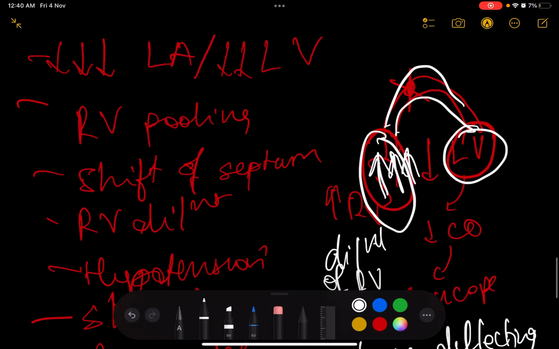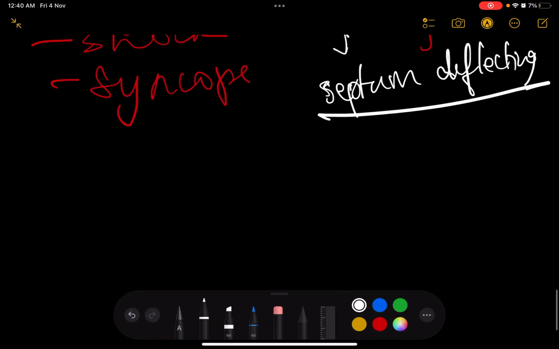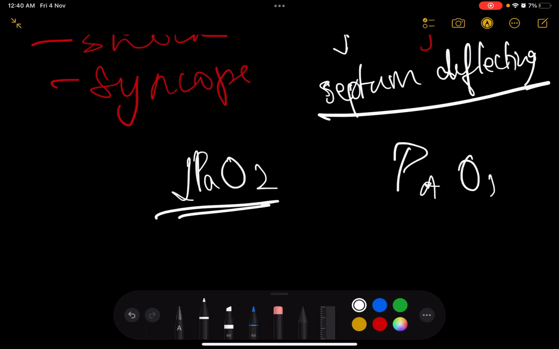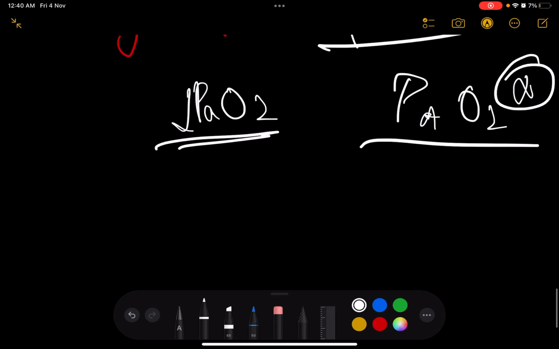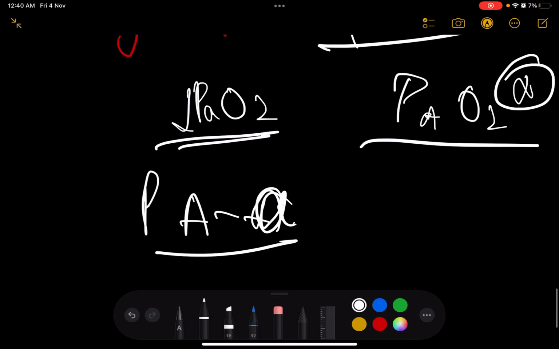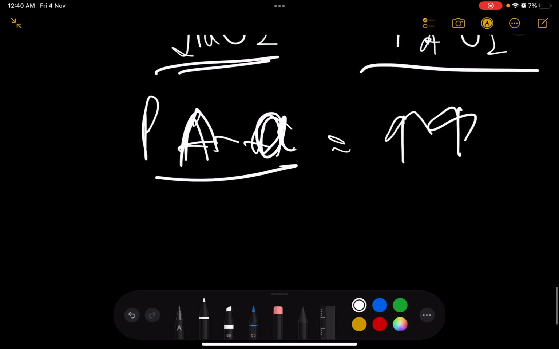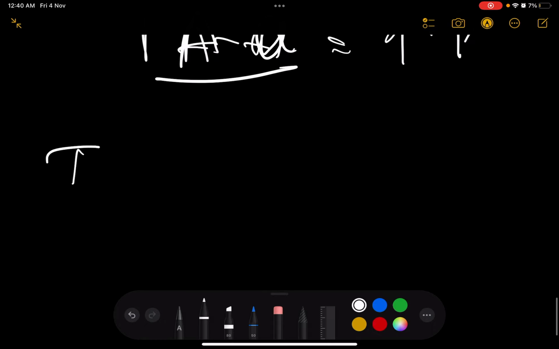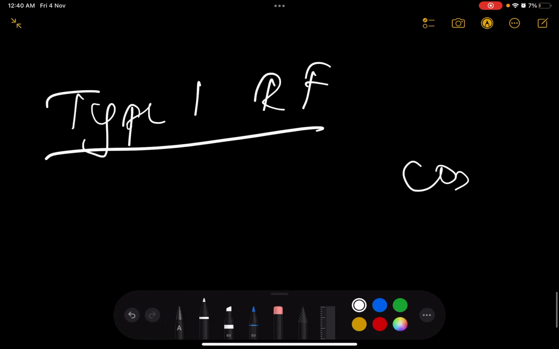Also, a very important fact is that there's going to be a decrease in the PaO2. The alveolar O2 is going to be perfectly fine. And therefore the A-a gradient, the alveolar-arterial gradient, is going to be increased. That's very important. Secondly, it's going to be a type 1 respiratory failure where the CO2 diffusion is normal.